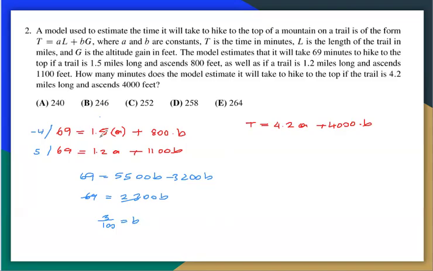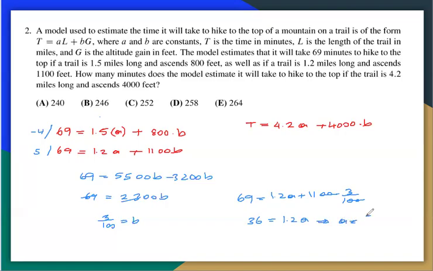So now we can just plug into the equation to get our A. I'm going to use the second one. So 69 is equal to 1.2A plus 1100 times 3 over 100. So cancel these zeros. So you got 33. Let's subtract from both sides because 3 times 11 is 33. So that should be 36 equals 1.2A.